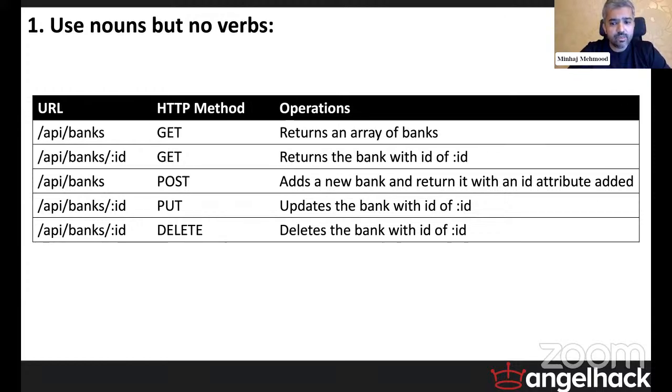Okay, so the very first one: usually when you're designing a REST API, you should not use verbs in the endpoint path.